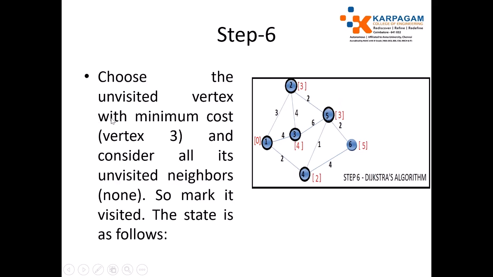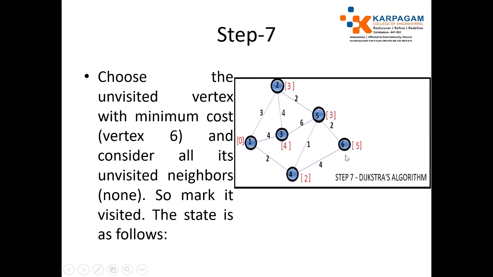Next, choose the unvisited vertex with minimum cost, that is vertex 3, and consider all its unvisited neighbors. There is no unvisited neighbor that corresponds to 3 until now, so just do nothing and mark it visited. The final vertex to be visited is 6. Choose the unvisited vertex with minimum cost, that is vertex 6, and consider all its unvisited neighbors. Already the weight is updated. It has minimum cost only, so no need to worry about this. So this is the final step.